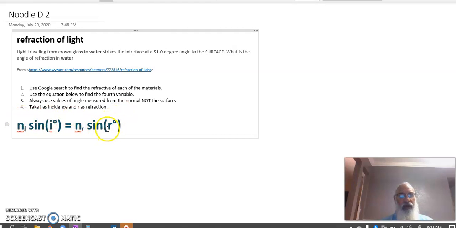And then using that, you should be able to find sine R. Once you have sine R, then of course you use your calculator and determine R using the inverse of that value. Sine inverse of whatever value you get for sine R will give you the value of R. Okay, so that's basically all there is to it. And I hope that this is going to help you.